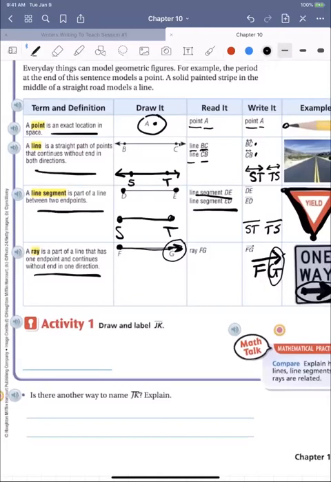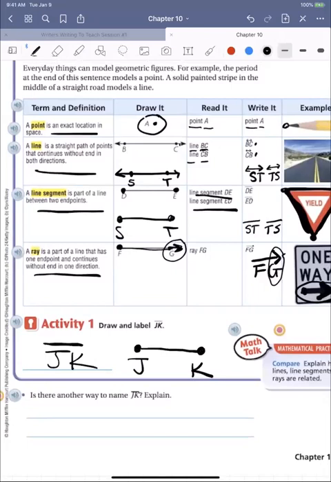Hopefully you have it in your head. We're going to start by just writing the letters that were given. This is what they gave us. I know if I see two letters with a straight line above them with no arrows, that's a line segment. So that means I'm going to have a line that ends on both sides, my one end and my other end, and it's going to be JK.